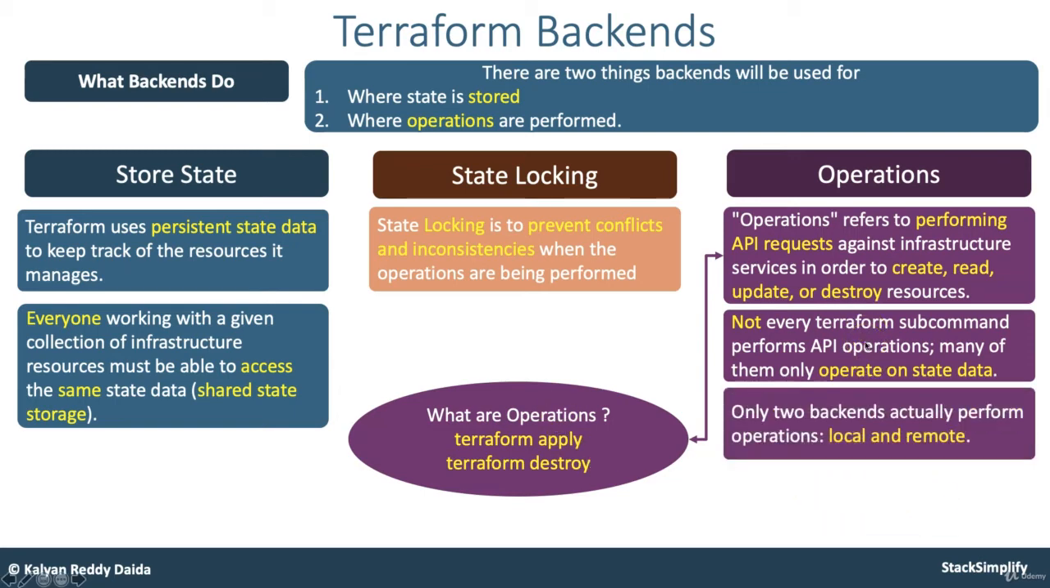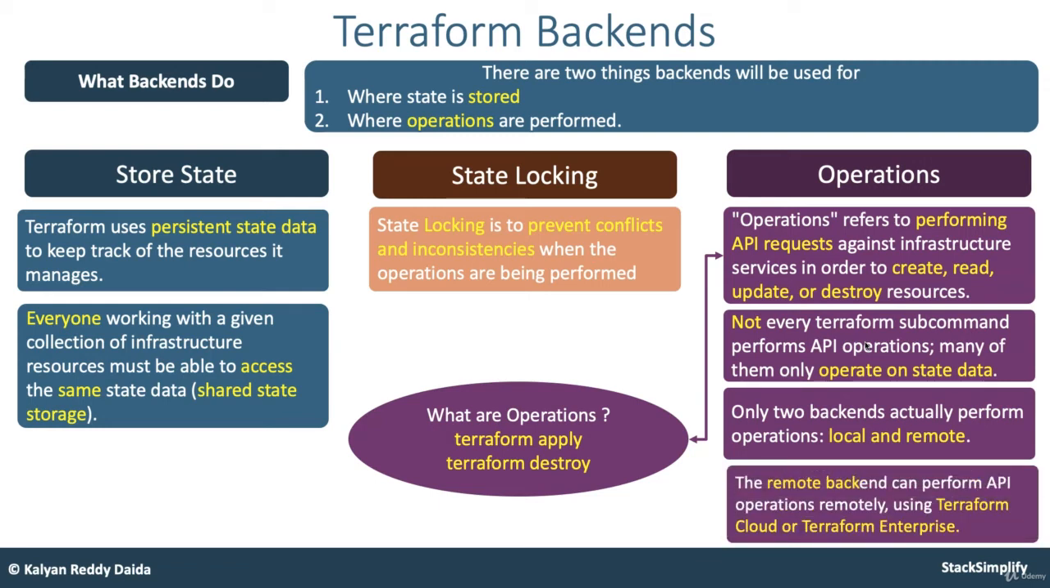Okay, only two backends actually perform operations. We already know that Terraform backends can be local and then remote. So both local and remote can perform operations. But local means from your local Terraform apply, Terraform destroy, where your terraform.tfstate file is there. And second is remote. In remote, again two types will be there. One is a type like S3 which cannot perform operations. But a type like Terraform Cloud, inside Terraform Cloud you can perform the operations in a detailed manner.